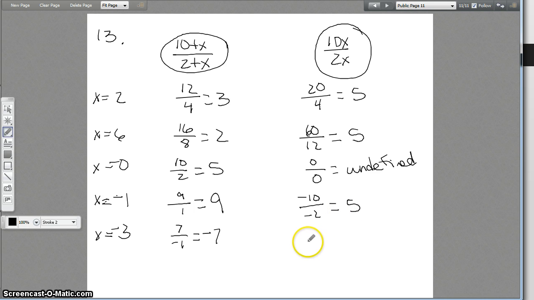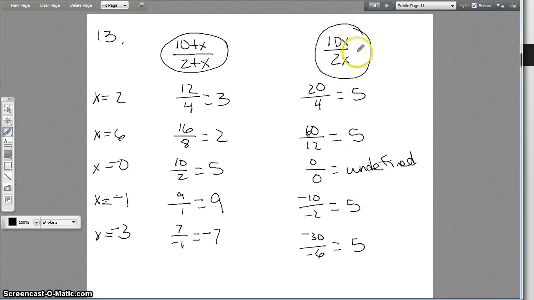And now we plug in negative 3. Negative 3 times 10 is negative 30. Negative 3 times 2 is negative 6. Negative 30 divided by negative 6 is a positive 5. So the things to notice about this, which is what you have to answer, actually you don't have to say this. The things that you should notice is that the expression on the left is different for every value of x, but the expression on the right is the same for all values of x, except for when x equals 0, because then the expression is undefined.